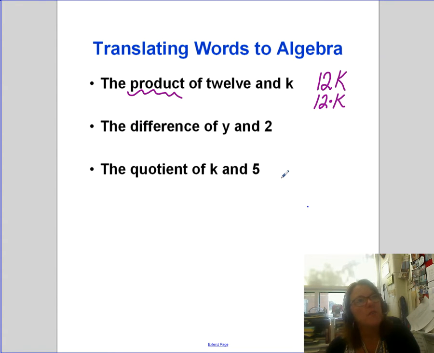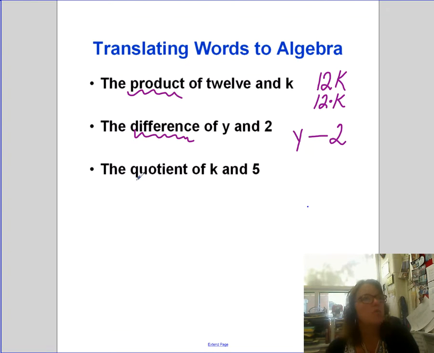The difference of y and 2. Difference is the key word there. Difference means subtraction. Please be careful about the order. Y comes first, y goes in the front, then 2. The difference of y and 2.